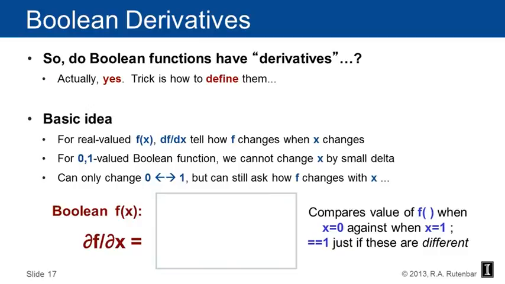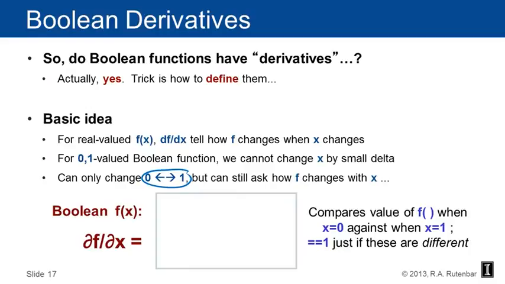So the basic idea for real valued functions was that df dx, the derivative, tells you how f changes when x changes. And that's the thing to hang on to conceptually. How does the output change when the input changes? For a 0, 1 valued Boolean function, we cannot change x by some small delta. The only thing you can do is change it from 0 to 1 or 1 to 0, but you can still ask how f changes.